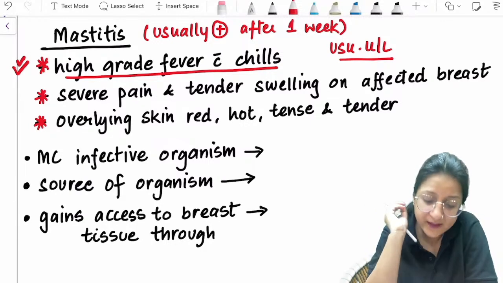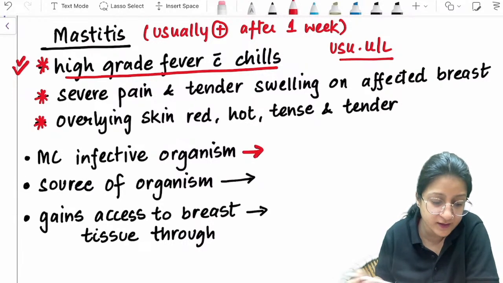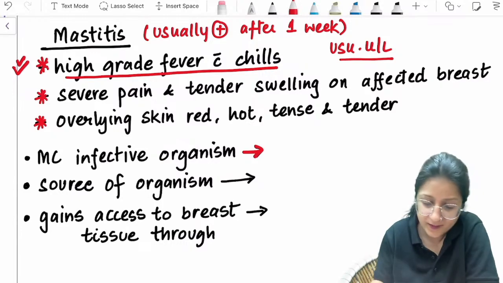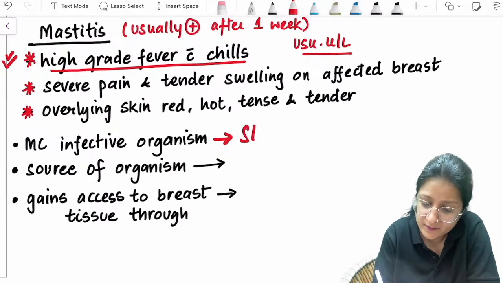Now, most common infective organism, if they ask you, what is the answer? What is the most common infective organism? It is Staph aureus. That is a direct MCQ.